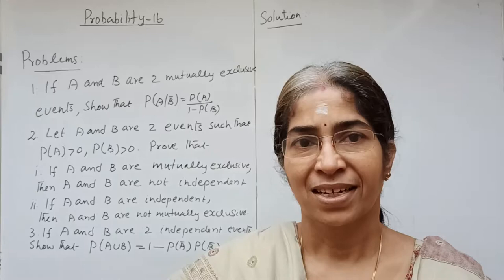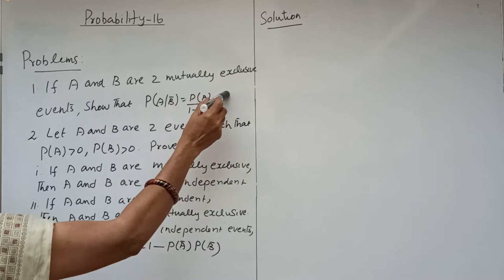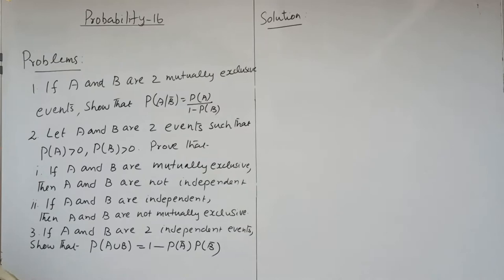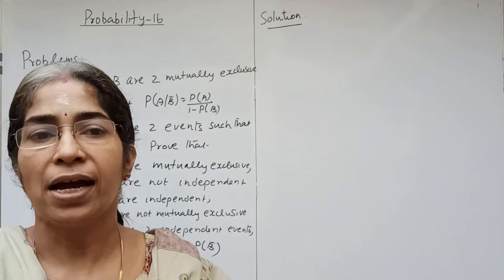Let us continue the theoretical problems on probability. The problem is, if A and B are two mutually exclusive events, show that P of A given B bar equals P of A divided by 1 minus P of B. Here we are given A and B are two mutually exclusive events. We know two events are mutually exclusive if A intersection B equals the null set phi, and hence P of AB equals 0.